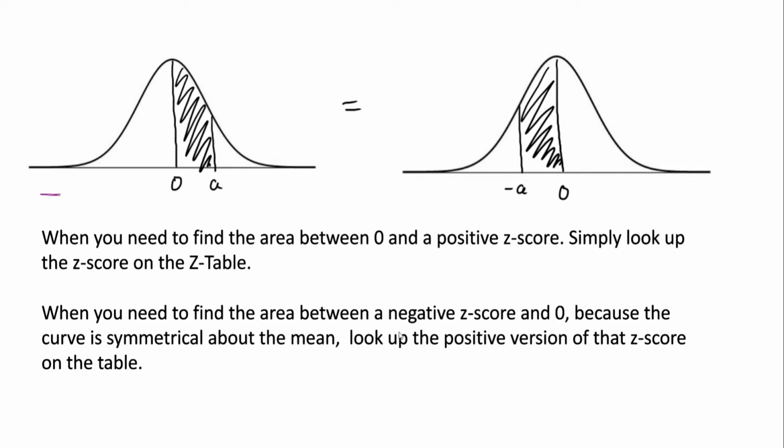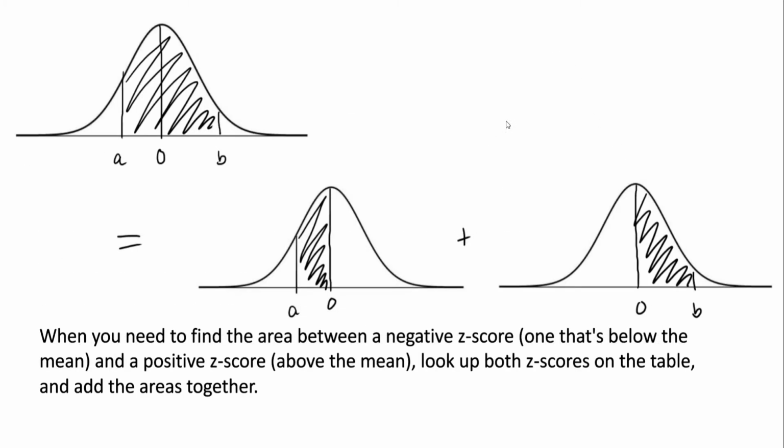When you need to find the area between a negative z-score and 0, like we have over here, because the curve is symmetrical about the mean, you can look up the positive version of that z-score on the table. So these two pieces of area are the same because the normal curve is totally symmetrical. So if you have to find the area between 0 and a positive z-score, or 0 and that same negative z-score, it's the same thing. You would just look up the positive version of that. So let's say this was negative 1.5, you would just look up positive 1.5 on the table, and these pieces of area would be the same. This is the easiest type of area you can have to find using your tables.